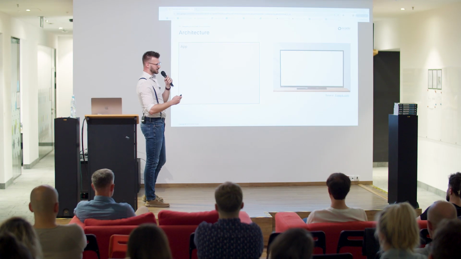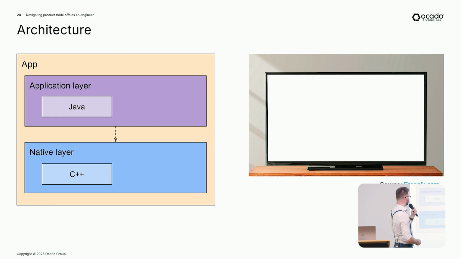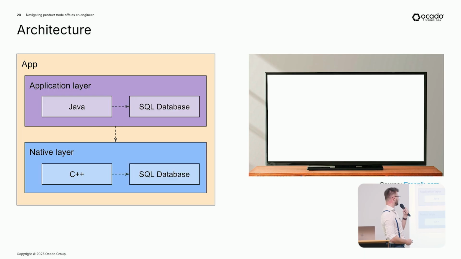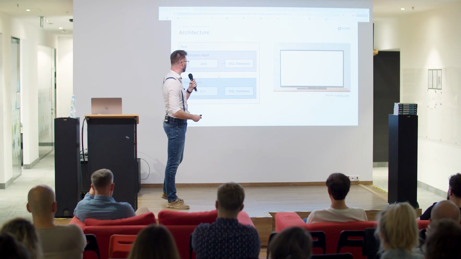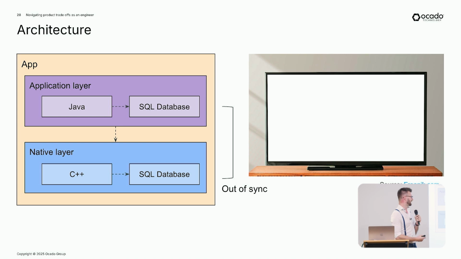Most of our applications consisted of an application layer, which was written in Java, and a native layer, which was written in C++. I will try not to get into many technical details, but in general, most of the applications had two layers, and each of these layers had its own database, even though the databases represented pretty much the same set of data. So it was a duplication of the source of truth, basically. It wasn't a good thing to introduce in the architecture. As you can imagine, in many cases those two databases got out of sync, which resulted in many problems.